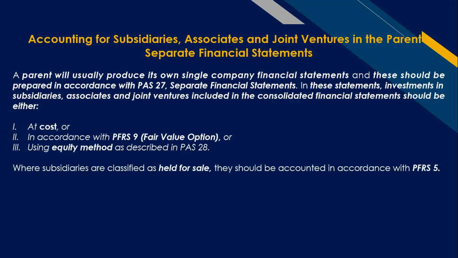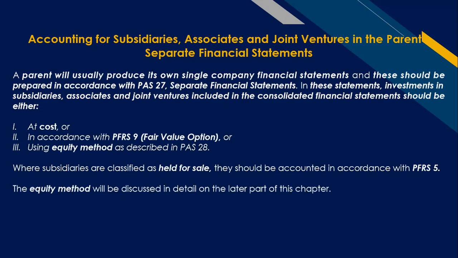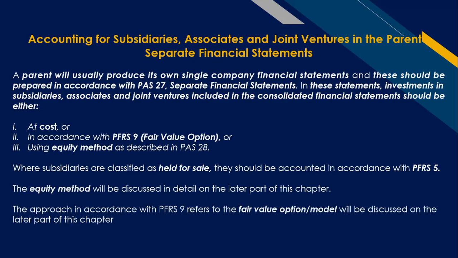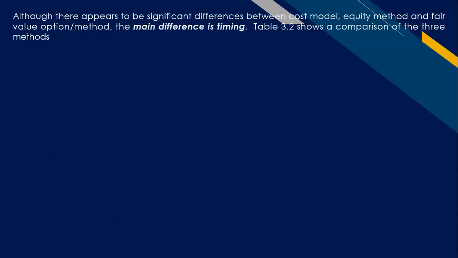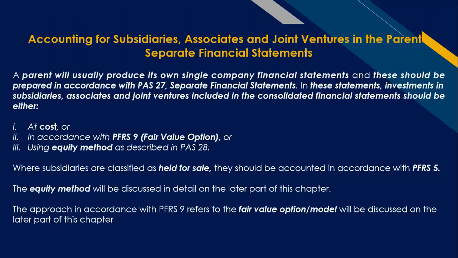Where subsidiaries are classified as held for sale, they should be accounted for in accordance with PFRS 5. The equity method will be discussed in detail in the later part of this chapter. The approach in accordance with PFRS 9, which refers to the fair value option or model, will be discussed in the latter part of this chapter.